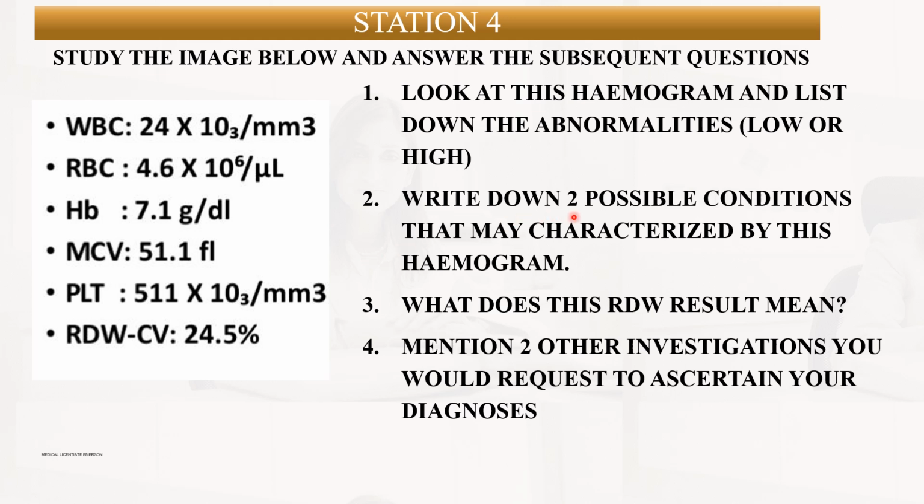Next, the other question says write down 2 possible conditions that may be characterized by this hemogram. Question 3: what do these RDW results mean? Then question 4: mention 2 other investigations you would request to ascertain your diagnosis. These are the questions that have been given, so let's start with the answers and the rationales.